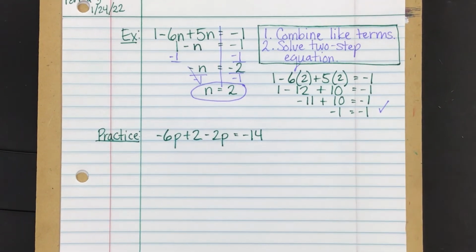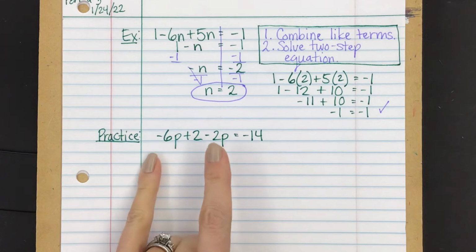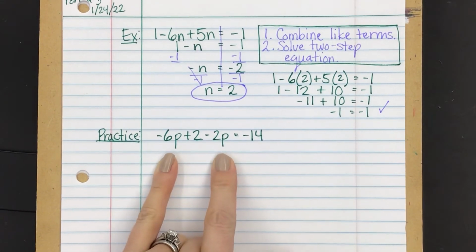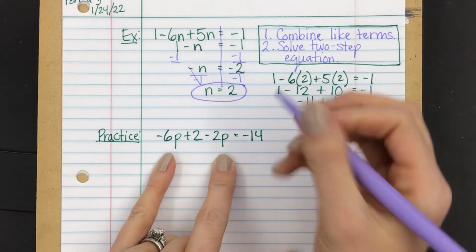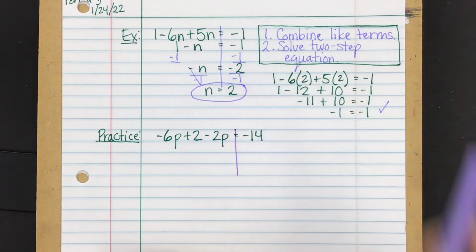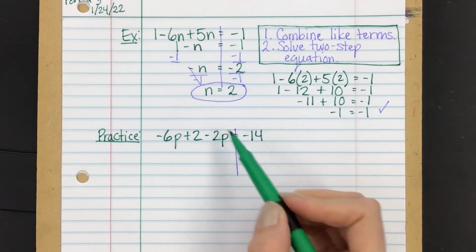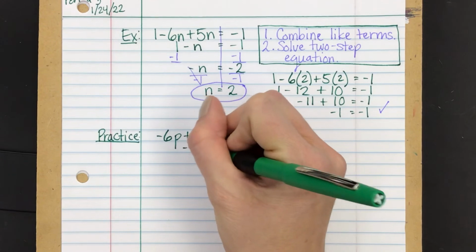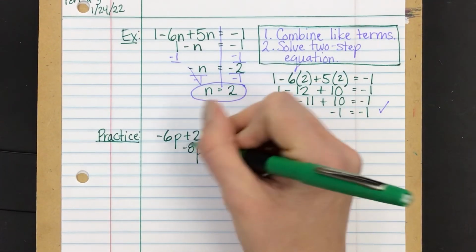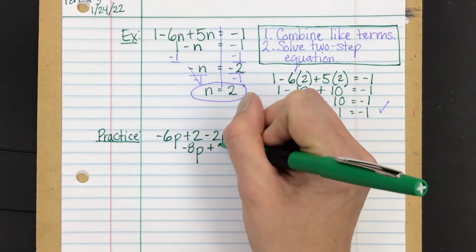All right, you guys, it's looking pretty good. I'm just going to quickly go through it. Negative 6p and negative 2p, these are considered like terms, so I'm going to combine them. So negative 6p and negative 2p is negative 8p. And then I still have that 2 left, so I'm going to bring that down.